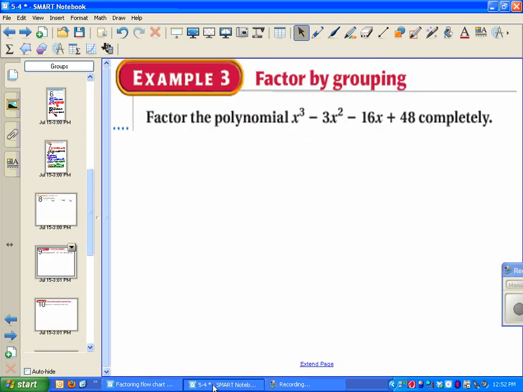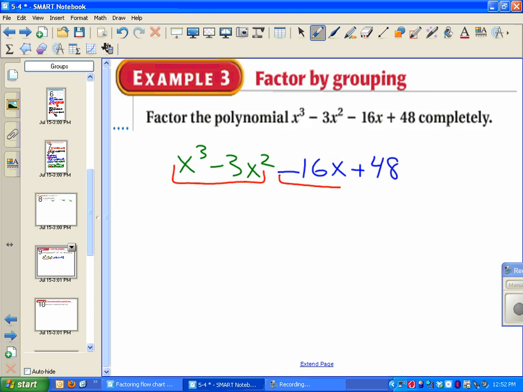So for this example, we've got x cubed minus 3x squared minus 16x plus 48. So we are going to group them. We're going to group the first 2 and the last 2, and we're going to look for GCFs. So the GCF of the first 2 would be x squared, and then inside x squared times x is x cubed. X squared times negative 3 would be negative 3x squared.